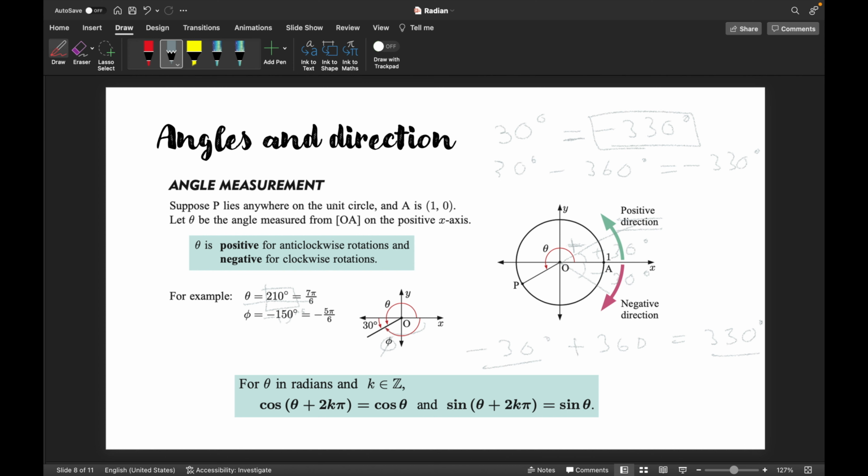So now that we've learned about the direction and angles, let's move on to another topic. So for theta in radians, and k is an integer, a positive integer. This is extremely important. It has to be a positive integer value. So cos of theta plus 2k pi is cos theta. Now you might be very confused right now, but just think about it.